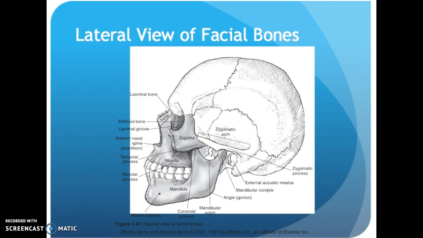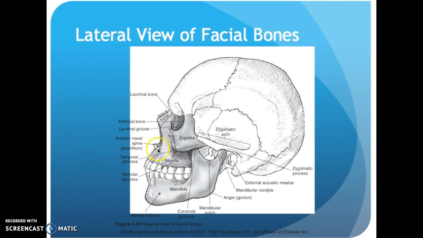So lateral view. Coming around, we have your zygomatic arch with your zygomatic process here, your EAM, your mandibular condyle with your mandibular notch, and your coronoid process. This is the body of your mandible, the gonion there, your mental foramen, and the alveolar process of the mandible, the alveolar process of the maxilla, your temporal process of your zygoma.